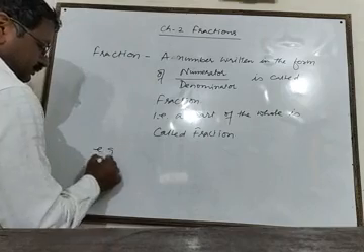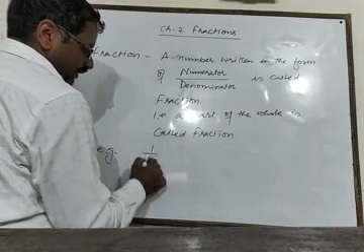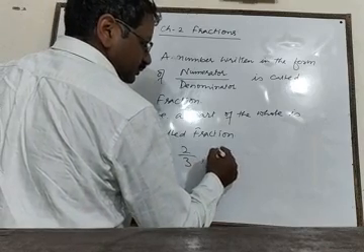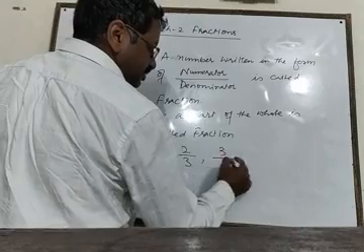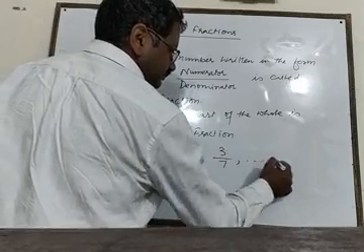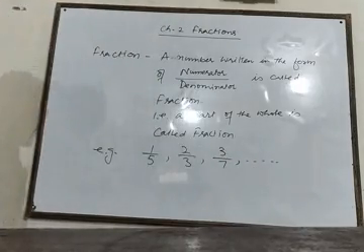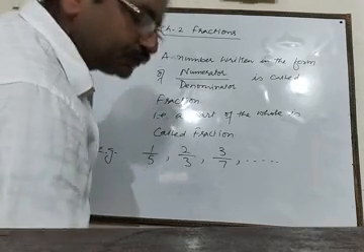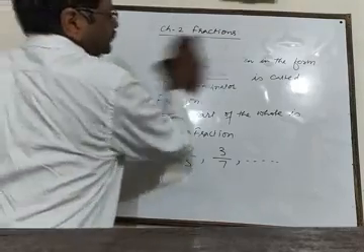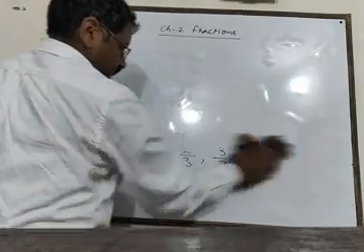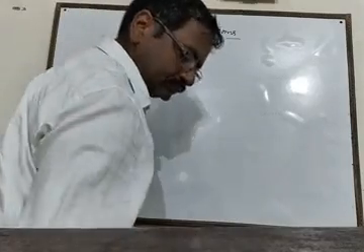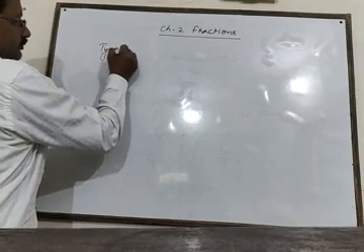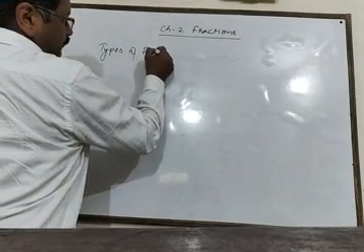For example, 1 upon 5, 2 upon 3, 3 upon 7, fractions. Next is types of fractions.